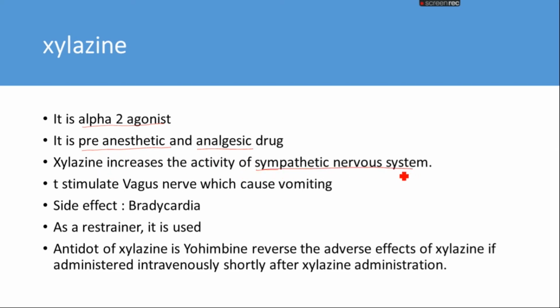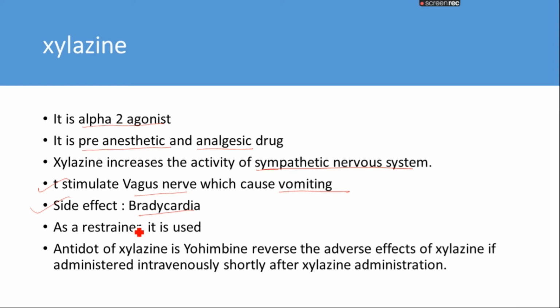Xylazine increases the activity of the sympathetic nervous system. As we know, there are two types of nervous system: the parasympathetic nervous system, which is most importantly working in a normal state, while the sympathetic nervous system is activated when an animal is in the fight or flight stage. Or it stimulates the vagus nerve, which is a cranial nerve. As we know, there are I think 12 cranial nerves, and one of them is the vagus nerve, which causes vomiting in animals. And the side effect of xylazine is bradycardia.